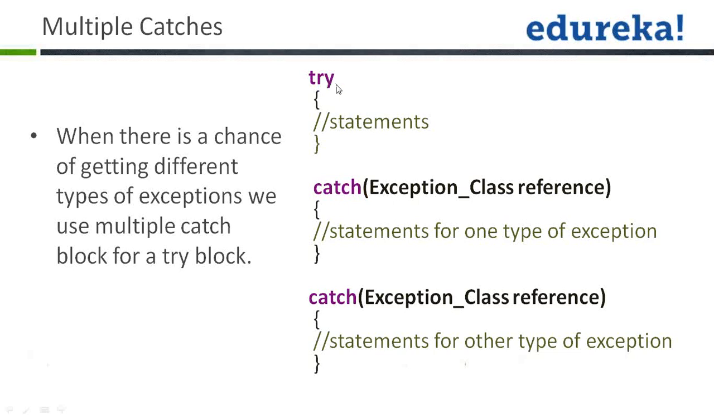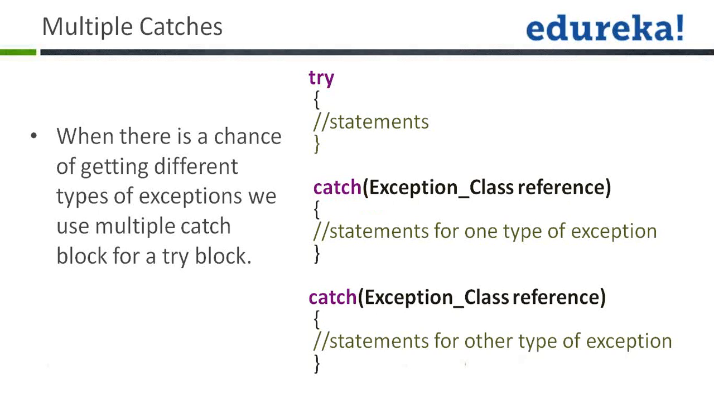Okay, then you have a try block. You mention your statements that are exception prone. After that, you have got a multiple catch. You can receive many kinds of exception in a particular code, like you can receive a null pointer exception, you can receive array out of bound exception, or any other exception like arithmetic exception.